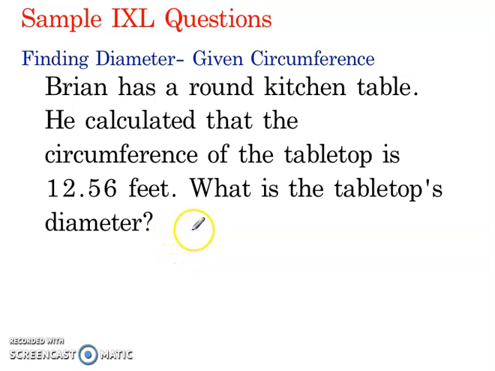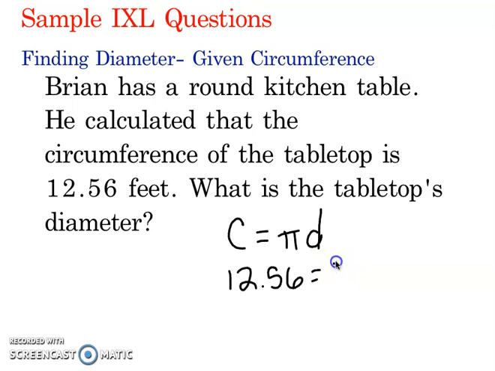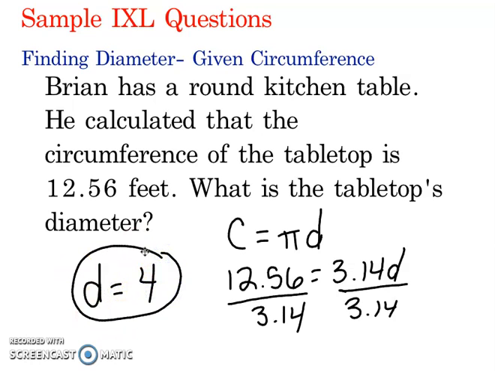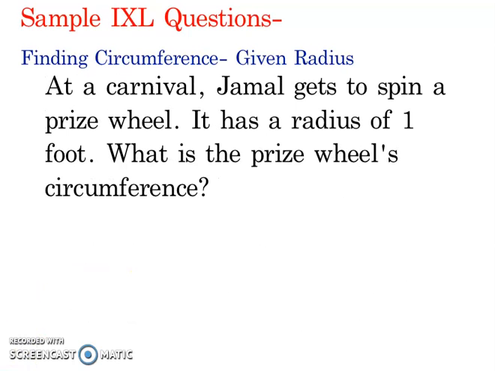Brian has a round kitchen table. He calculated the circumference of the tabletop is 12.56 feet. So we need to know the diameter. We know circumference is pi times the diameter. So if the circumference is 12.56, this is 3.14 d. We divide by 3.14 on both sides, and we realize that the diameter of this tabletop is 4. Okay, so that's very straightforward, finding diameter given circumference.